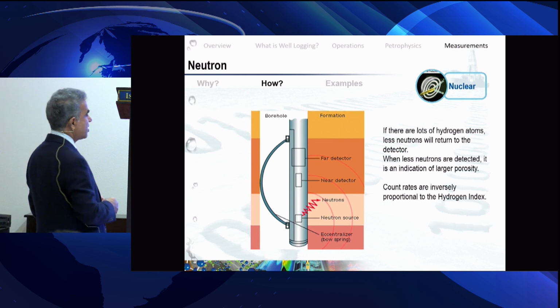So if there are a lot of hydrogen atoms, fewer neutrons will return to the detector. With fewer neutrons at the detector, it is an indication of large porosity. Count rates are inversely proportional to hydrogen. Count rates mean what is reaching the detectors, near and far, we call counts. Those counts we will convert into, or they are related to, the porosity, which is the hydrogen index. That's the figure you have already seen.